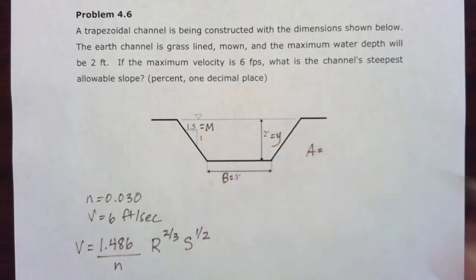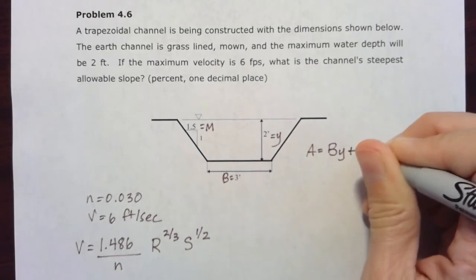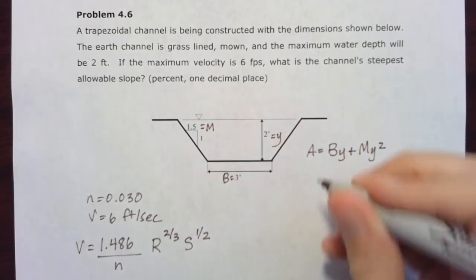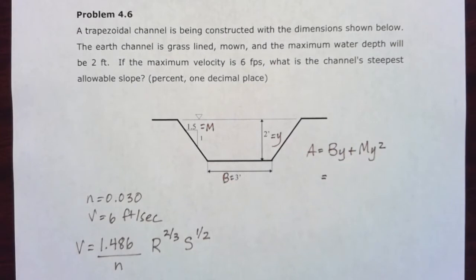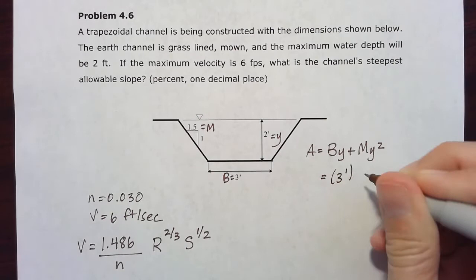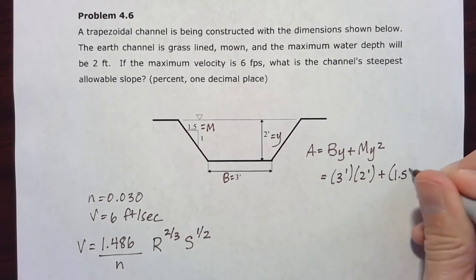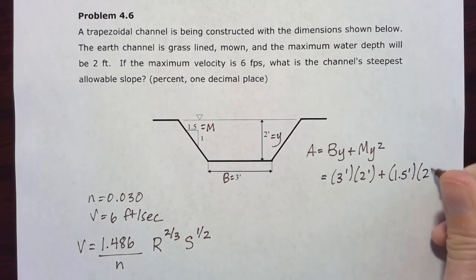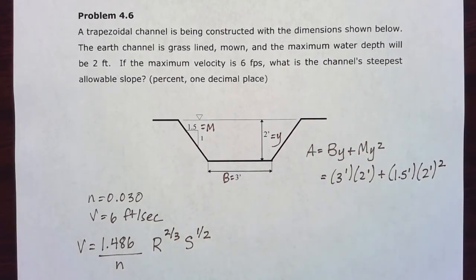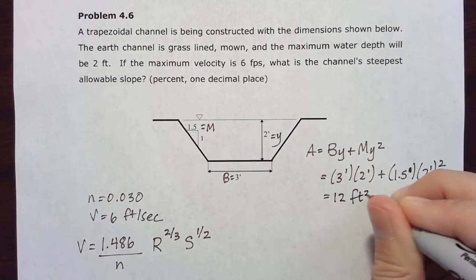From the formula sheet, we're told that area is equal to by plus my squared. So we'll take our b, which is equal to that 3 feet, times 2 feet plus the m, 1.5, times the y, which is the 2 feet, and we have to square that term. Oh, that 1.5 is not feet. That's just 1.5. That's just a ratio. And that's how I wind up with feet squared here and feet squared here. And so that's equal to 12 square feet after the math there.